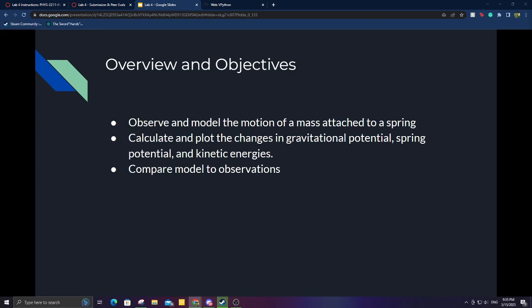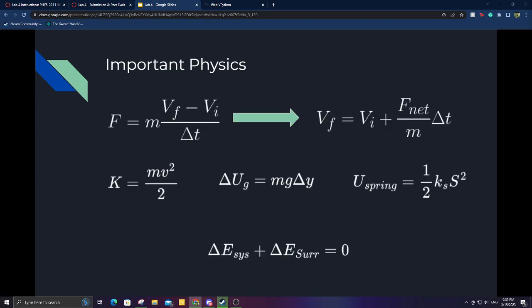Later, we will see that this model does in fact accurately represent our observations when we compare them side by side. Next, I would like to talk about some of the important physics concepts used in this lab. Firstly, Newton's second law is essential to modeling. At its most basic form, it is force equals mass times acceleration. However, that can be easily transformed into the velocity update formula as shown on the slides. That can also be further transformed into the position update formula. The position and velocity update formulas are essential to modeling motion in GlowScript.